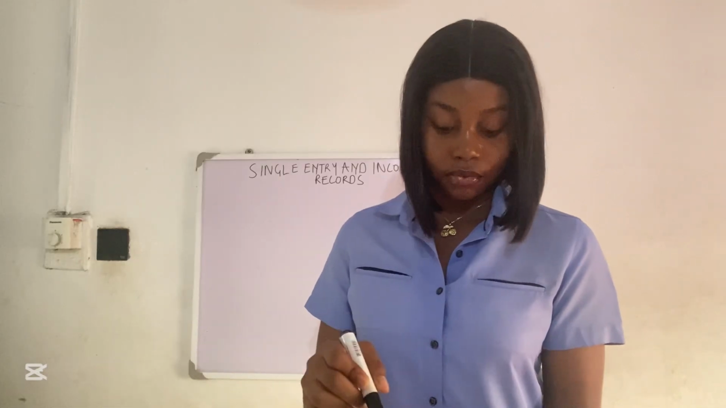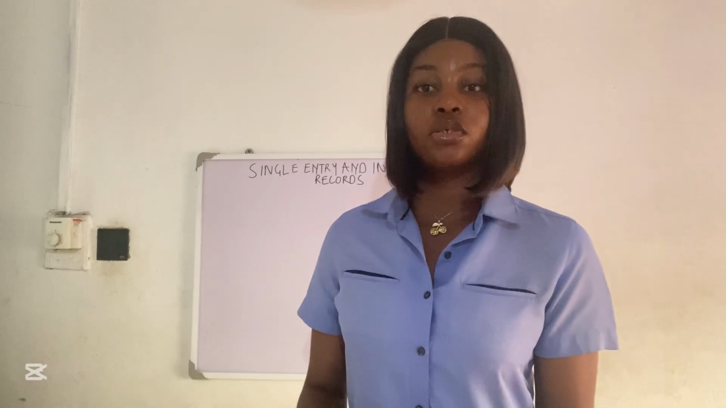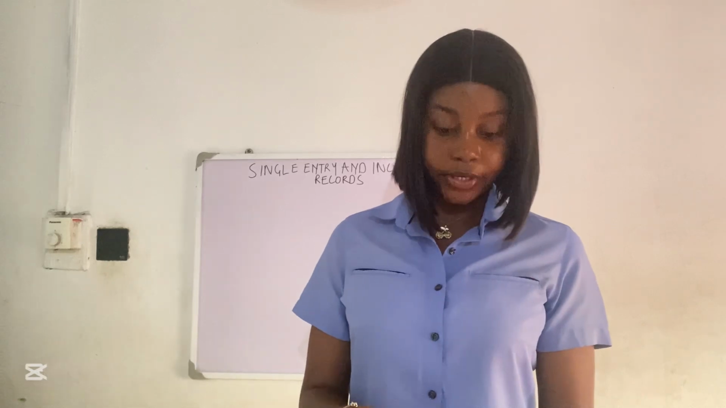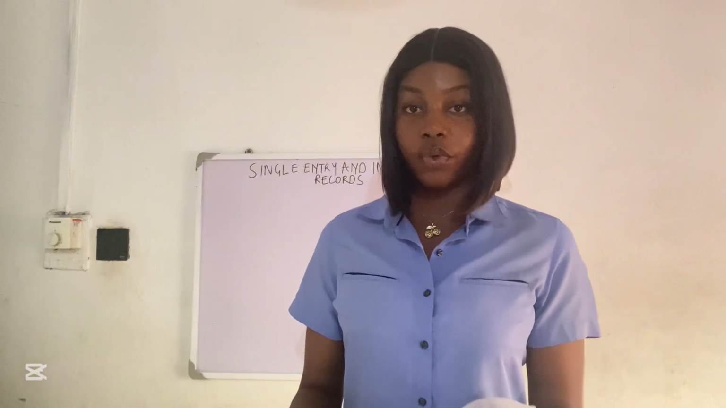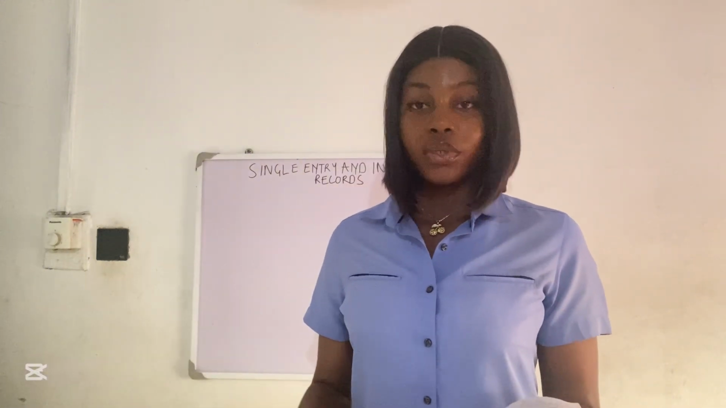So now this closing capital, before we get this closing capital, how do we get closing capital? We need to prepare our closing statement of affairs. It's from the closing statement of affairs that we'll be able to get our closing capital. From the question, you see the capital already, 3,000. So there's no use for us to start opening. If we were not given the opening capital, then we would have needed to open from the opening balances, we'll be able to get the opening capital. So what we need now, we were told to prepare the statement to show the closing capital and net profit solution. So we need that closing capital.